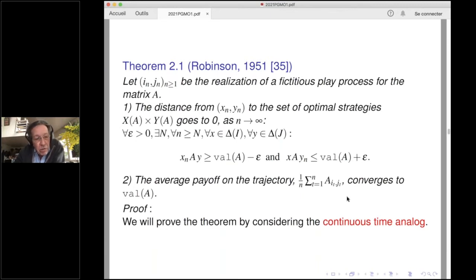Okay, so we'll give a hint of the proof of the theorem by looking at the continuous time analog. This is expressed in discrete time. The process was expressed in discrete time. The proof is simpler in continuous time. This is in the spirit of what I'm going to do this afternoon and next week.